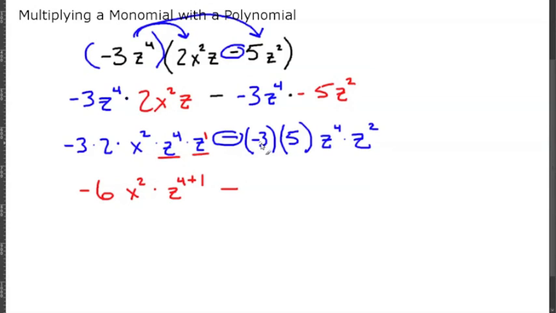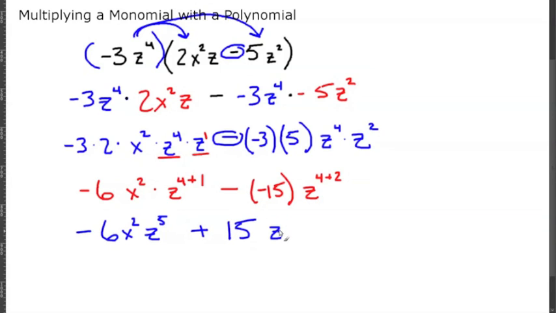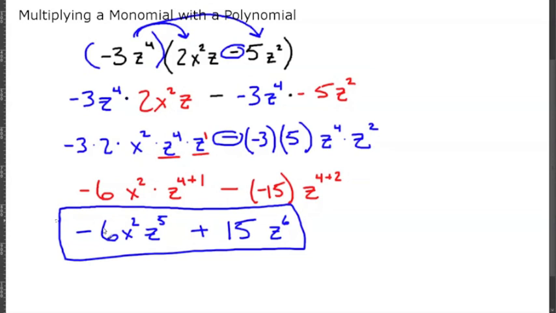Since they have the same base, we can write that as z to the 4 plus 1. Minus a negative 3 times a positive 5 is going to be a negative 15. Z to the fourth times z squared, that's the same base, it's getting multiplied together, so we can do z to the 4 plus 2. And now let's simplify. So this is going to be negative 6 x squared z to the fifth minus a negative is really adding a positive, so plus 15 z to the sixth. And this is our answer for this monomial multiplied by the polynomial.